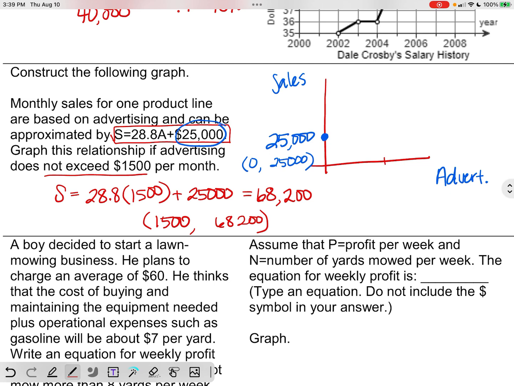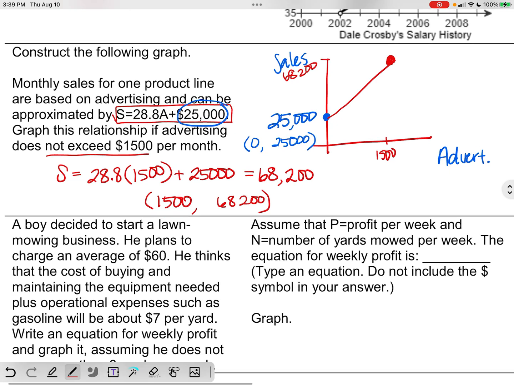So you're just going to pretend, because I don't actually want to sit here and actually count, because I'm a little lazy. I'm so sorry. Pretend that's at 1,500. And then I'm just going to put a dot up yonder. And we're going to pretend that correlates to 68,200. And then just connect them. No arrow, because you're not exceeding, meaning you cannot go past the 1,500.